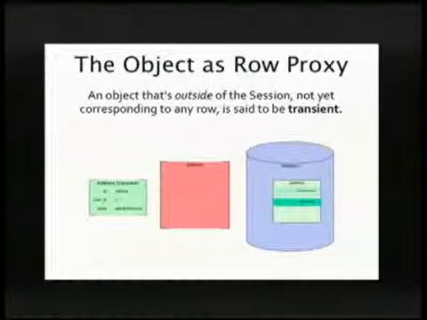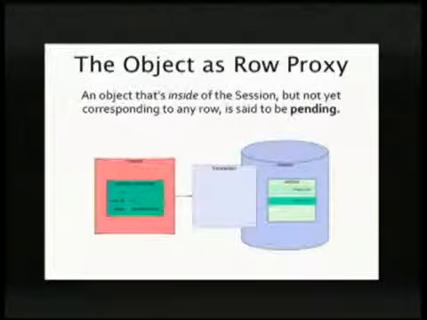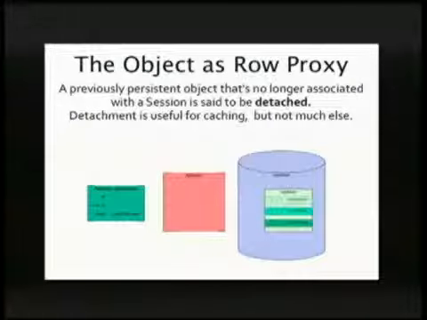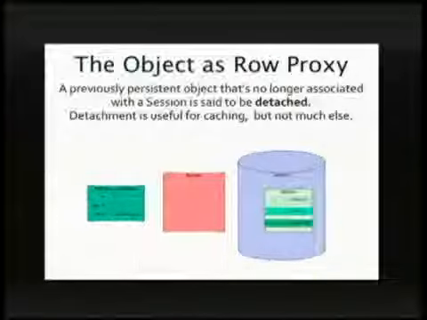An object that's outside the session, like a brand new object we're going to put in the database, that does not correspond to a row yet, is said to be transient. An object inside of the session, but not yet corresponding to a row, because the flush hasn't happened yet, is said to be pending. Another state that we won't talk about too much here is called detachment. If you have an object that represents a row, but it's been pushed out of a session, it's said to be detached. It's useful for caching, but not much else.